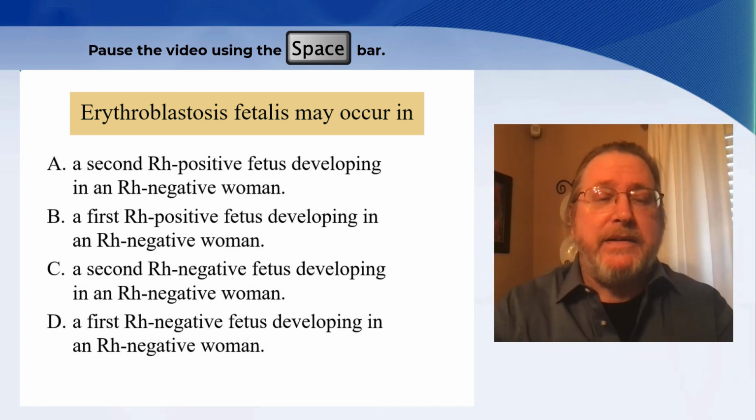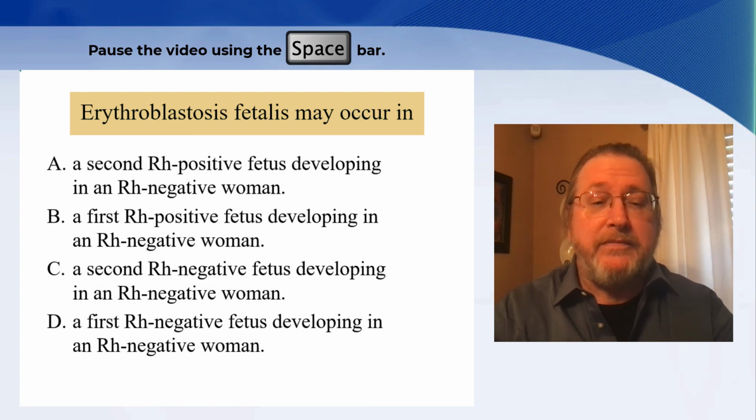Okay, I'm back. Are you ready for the correct answer? It looks like you picked A, a second Rh positive fetus developing in an Rh negative woman. Nice job. Absolutely right.